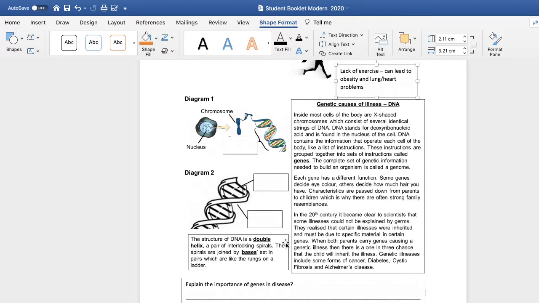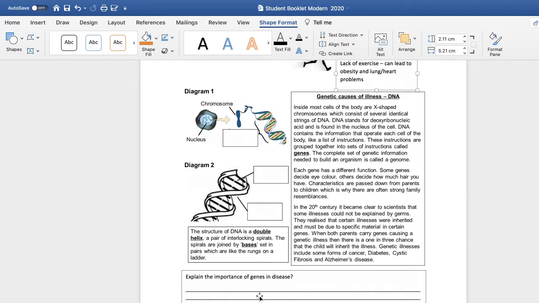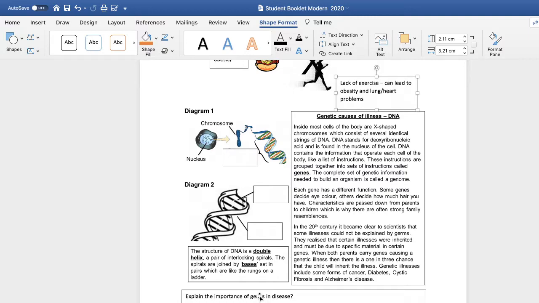So what you have to do is read through this information, and you just have to explain why genes are important. Now, you've probably done genes in science, and you don't need to know all the details about what bases link to each other and whatnot. You just need to understand a brief summary of what it is, and more importantly, why it is so important to health and medicine.